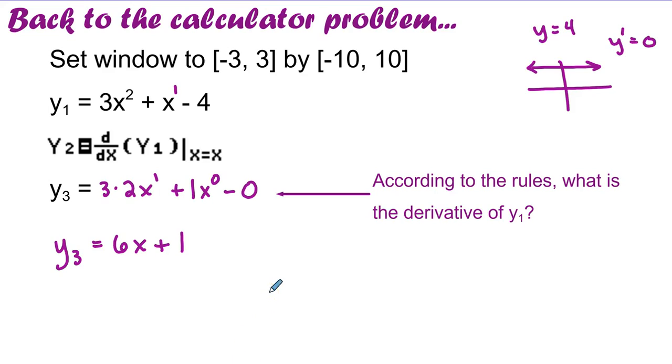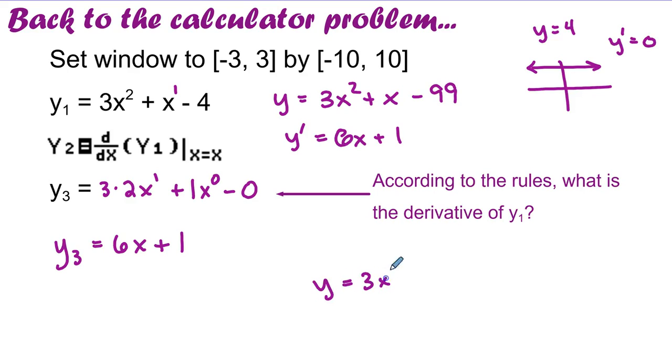So I wanted to point out actually that you could also have the function y equals 3x squared plus x minus 99, and its derivative would be the exact same thing, 6x plus 1. Or y equals 3x squared plus x plus 1002. And its derivative would be the exact same thing, 6x plus 1. So adding or subtracting those numbers is just shifting the graph up or down, but not changing the shape, so it's not changing the tangent lines at all.